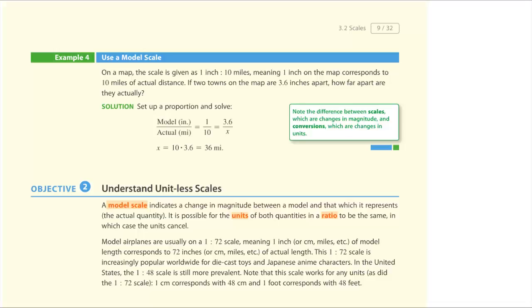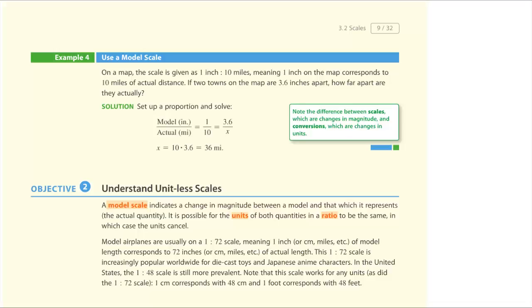When it says a model is 1/10 scale, then you know that the units of measure are the same. But when you look at a map, it's not just going to say it's a 1 to 10 scale, it's going to tell you it's a 1 inch to 10 miles scale. So it's still kind of a 1 to 10 scale, but it really isn't because 1 inch on the map doesn't equal 10 inches, it equals 10 miles. So that's the big difference.